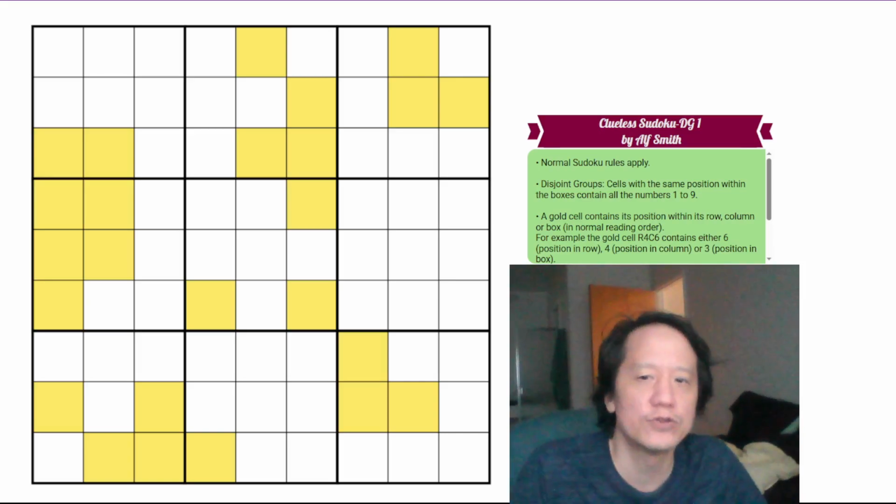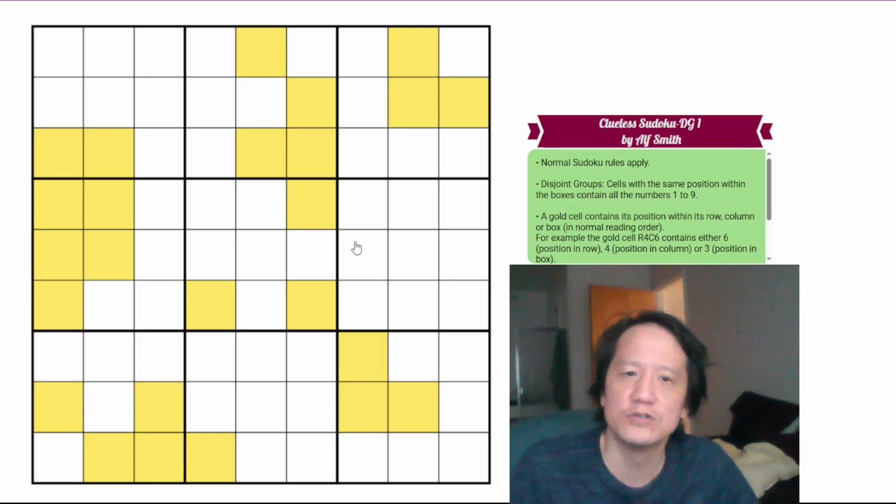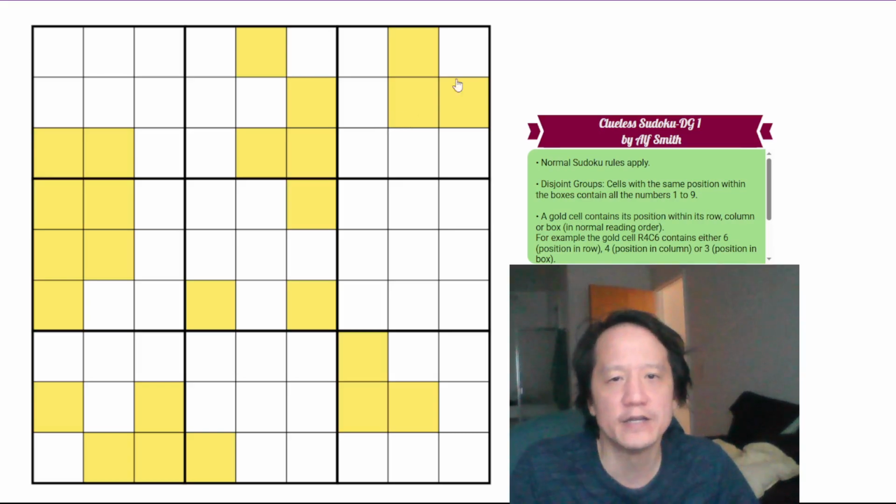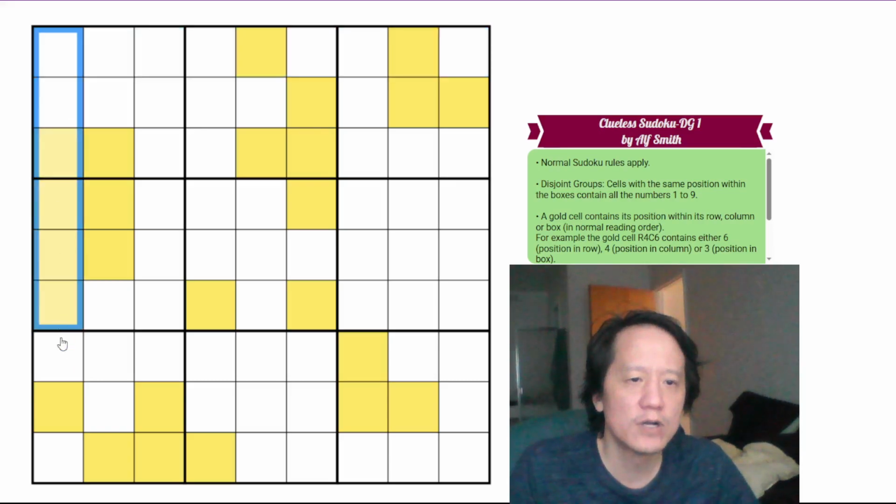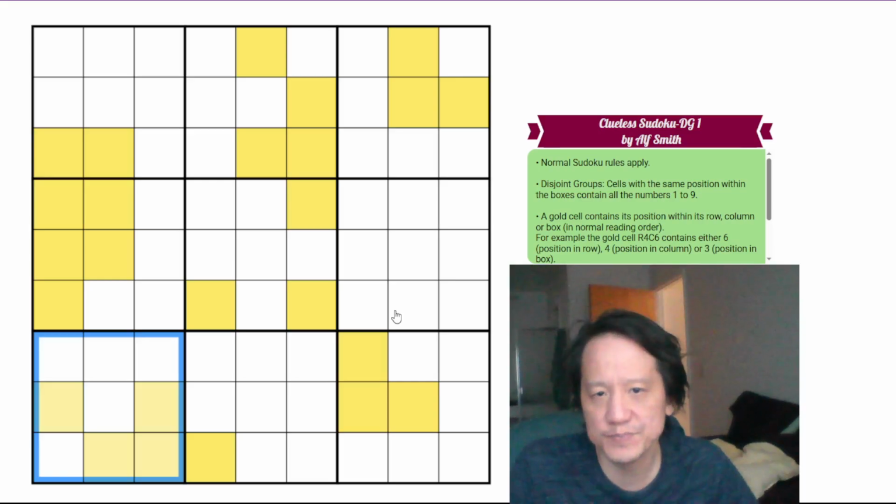And here are the rules. Normal Sudoku rules apply, which means in every cell in the grid, place a single digit from 1 through 9 such that there are no repeats in any row, column, or designated 9-cell region, which is a box.